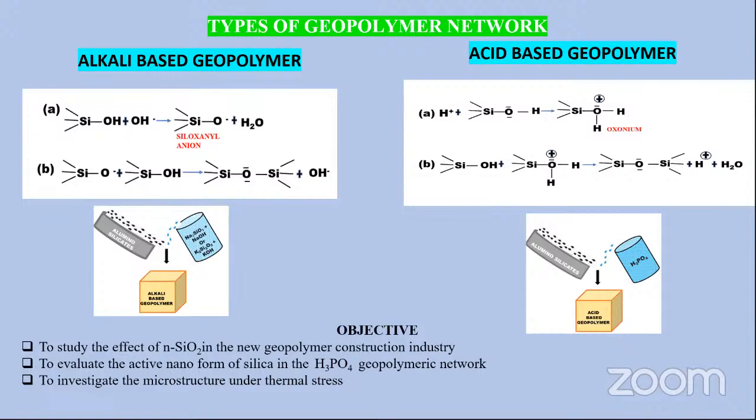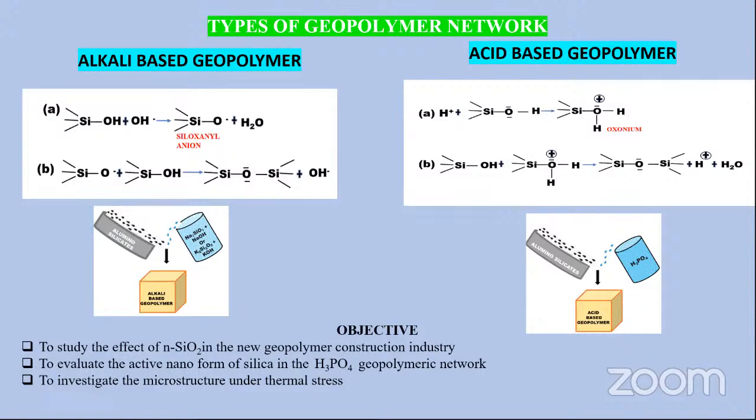In alkali-based geopolymer, the source materials will be aluminosilicates, and sodium silicate with sodium hydroxide or potassium silicate with potassium hydroxide gives alkali-based geopolymer. In acid-based geopolymer, the silanol molecule reacts with the acid solution, giving the product oxonium ion, and the silanol molecule again reacts with one of the products, the oxonium ion, giving the general form of acid-based geopolymer. So in acid, again the aluminosilicates with orthophosphoric acid give the acid-based geopolymer.